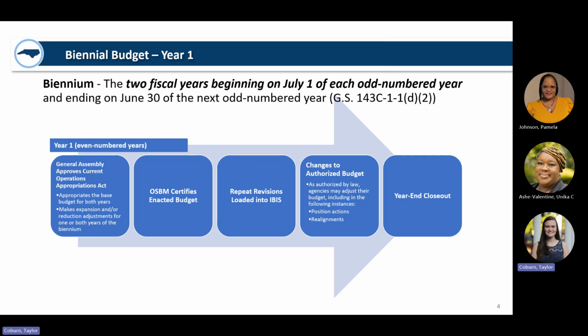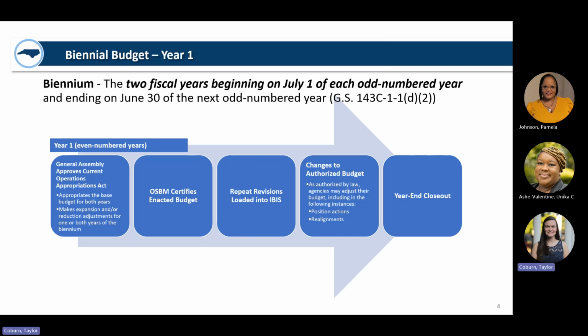The biennium generally begins with the passage of a current appropriations act by the General Assembly, which appropriates the base budget for both years of the biennium and may make changes to that base in the form of expansion or reduction items. Once a current appropriations act becomes law, OSBM will work with agencies to certify the budget enacted by the General Assembly, reflected in the BD 307 report, and transmit that to NCFS.